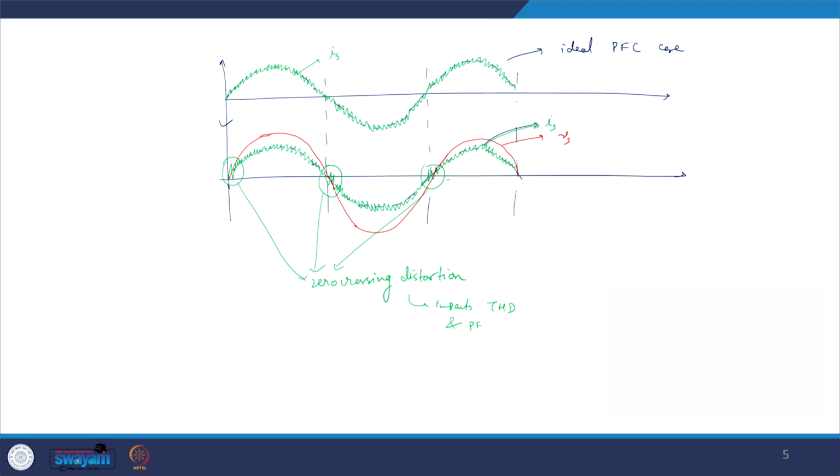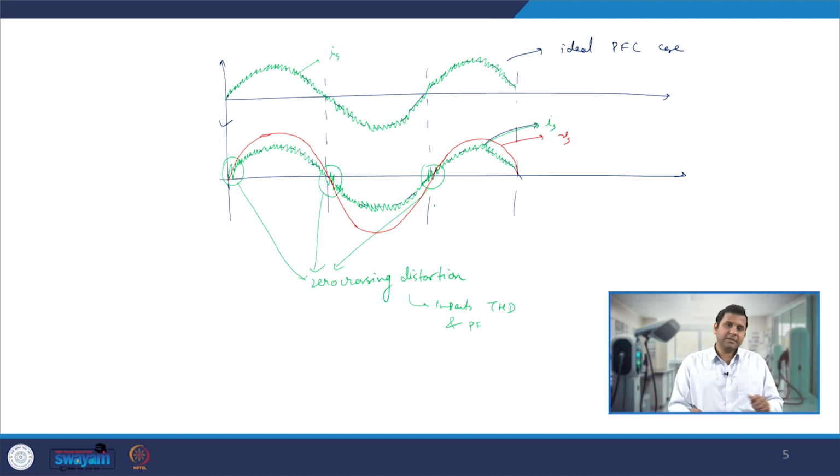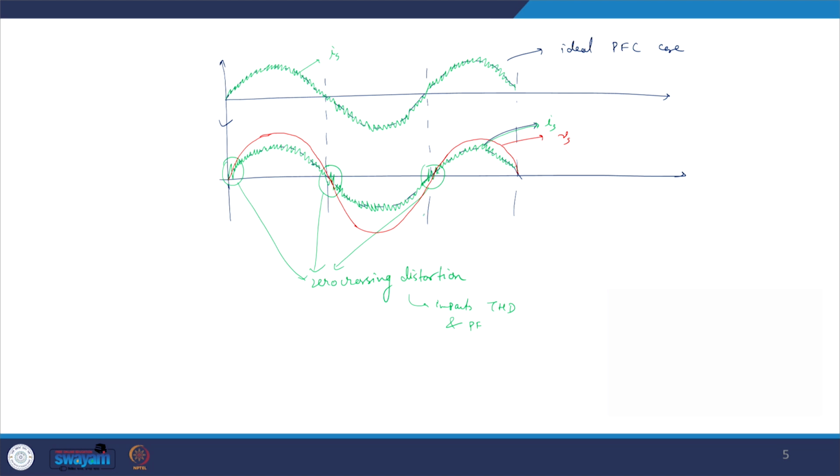At light load condition, this distortion will be nearly equal to the peak value of the grid current. So that means THD and power factor will be very much impacted because of that. That is why this zero crossing distortion needs to be addressed in the case of totem pole PFC. There are soft turn on techniques in the literature which one can opt for to take care of this kind of zero crossing distortion.